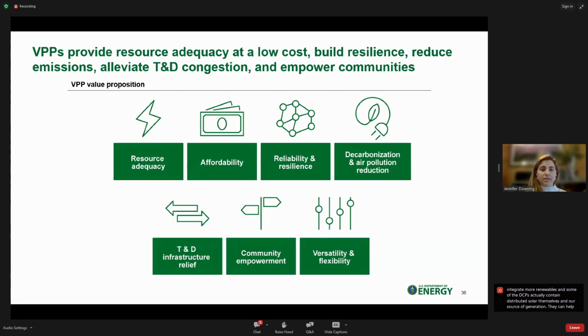They can help relieve strain on transmission and distribution infrastructure, and they can help communities by giving consumers more choice over their source, cost, and convenience of electricity. And the deployment of more distributed energy resources is associated with more clean energy jobs, more energy jobs overall, in fact. And finally, they're highly versatile and flexible and can be adapted to meet the needs of the local grid. You can go on to the next page.